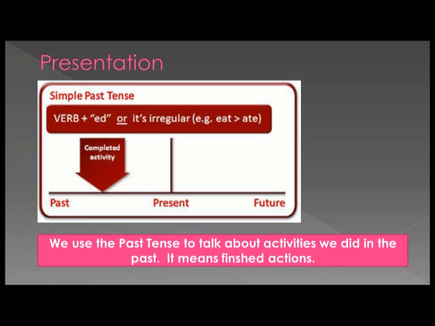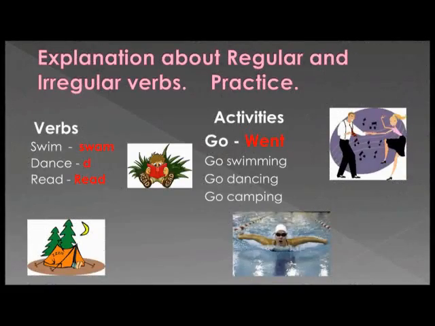As you can see over here on the timeline, we have past, present, future. But as you can see, the complete activity is between the present and the past. So everything has passed. So they are finished actions. Okay? So we have to have that in mind. Now, this explanation is practically the grammar, the explanation about regular and irregular verbs.